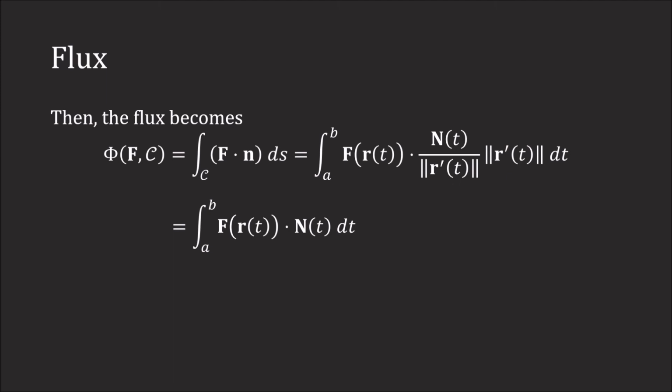With this, the flux would replace F dot n with F of R dotted with N over the norm of R prime times norm of R prime dt. This becomes now the integral from a to b of F of R of t dotted with N of t dt. We'll be studying a different kind of flux a little bit later, the flux through a surface. But for now, that will conclude line integrals.